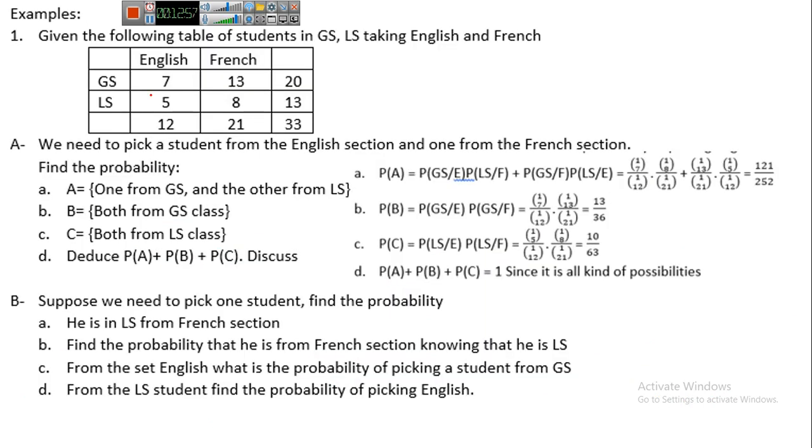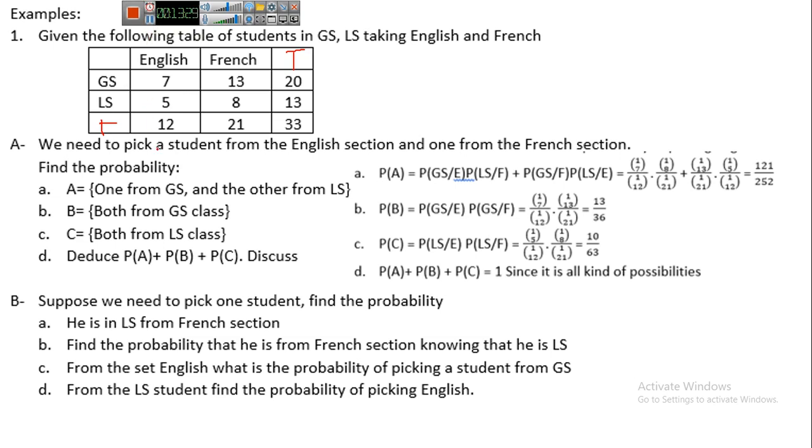Examples: given the following table of students in GS and LS taking English and French. So this is the total here. I have GS students, 7 students are taking the English course, 13 are taking the French course. In LS, it's the same. How many English students do I have? I have 12. How many French in both classes? 21. How many students in GS? It is 20. How many students in LS? We have 13.